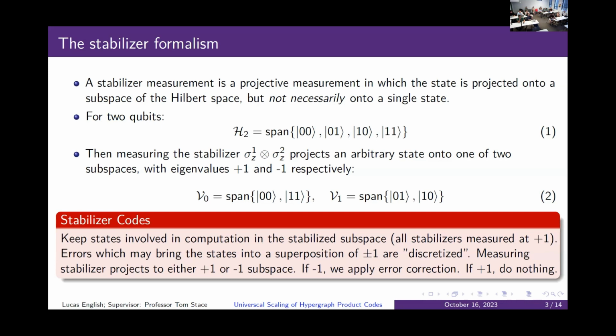Quantum error correction basically can be distilled down into the following idea. As long as we keep our states involved in computation in a stabilized subspace, that is, anytime we measure a stabilizer we just get a +1, then any errors that might bring our state into a superposition of plus and -1 for our stabilizers are discretized, in the sense that when we measure a stabilizer, we either get a +1 or -1. If we get a +1, then an error hasn't occurred. If we get a -1, then we know an error has occurred and we can apply error correction.